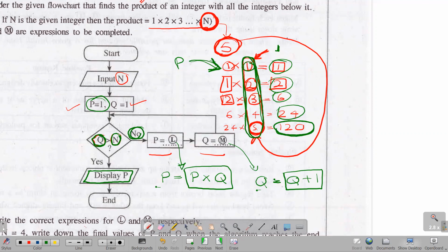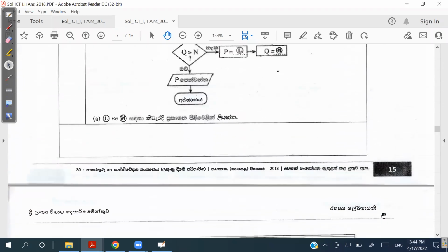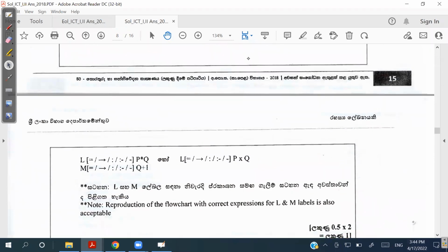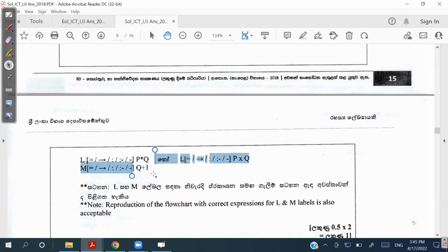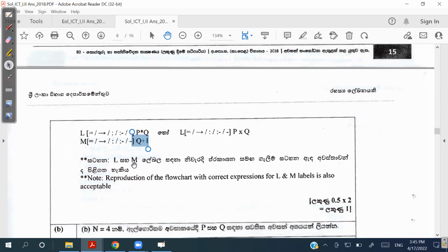Okay. So let's go with the marking scheme as well. They are saying P multiplied by Q. That is for the part L. M is going to be Q plus 1. So this is going to be the answer for L. This is going to be the answer for M. So 1 mark is given if you figure out those two.